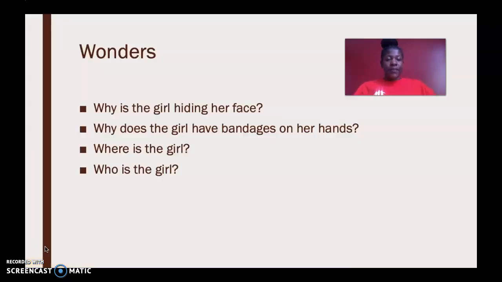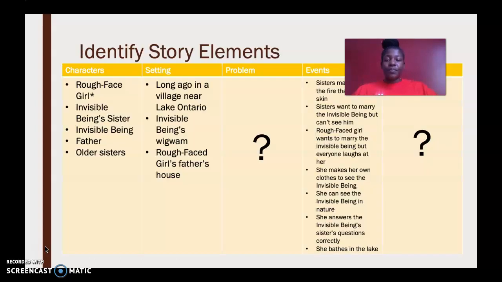Let's get started. Some of your wonders that came in from yesterday's lesson were: Why is the girl hiding her face? Why does the girl have bandages on her hands? Where is the girl? And who is the girl? Those are all really strong wonders, and you did a great job coming up with those.